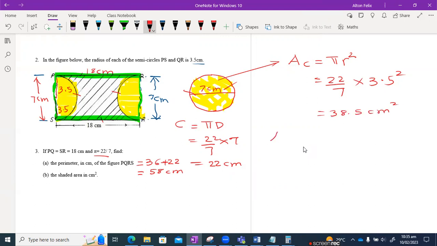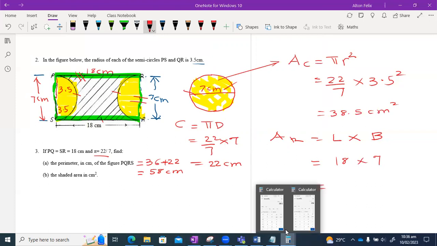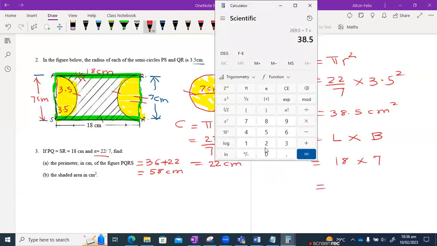Let's work out the area of this rectangle. To find the area of a rectangle, we take length multiplied by breadth or width. And the length here we agree is 18, and we're going to multiply that by a width of 3.5 by 2, which is really 7, right? So we have all the dimensions here already on the diagram. And 18 by 7, let's work that out. And of course, we're going to subtract the 38.5 from that answer to get the area of the shaded region.